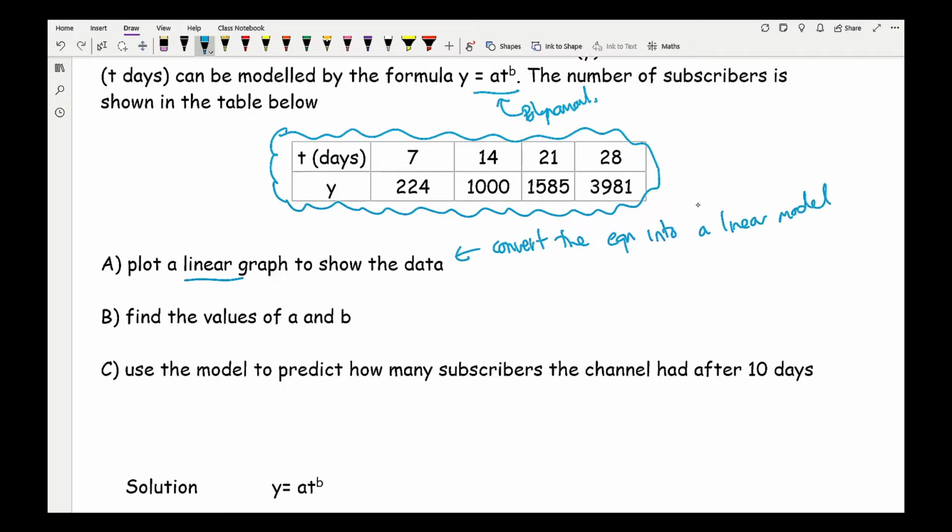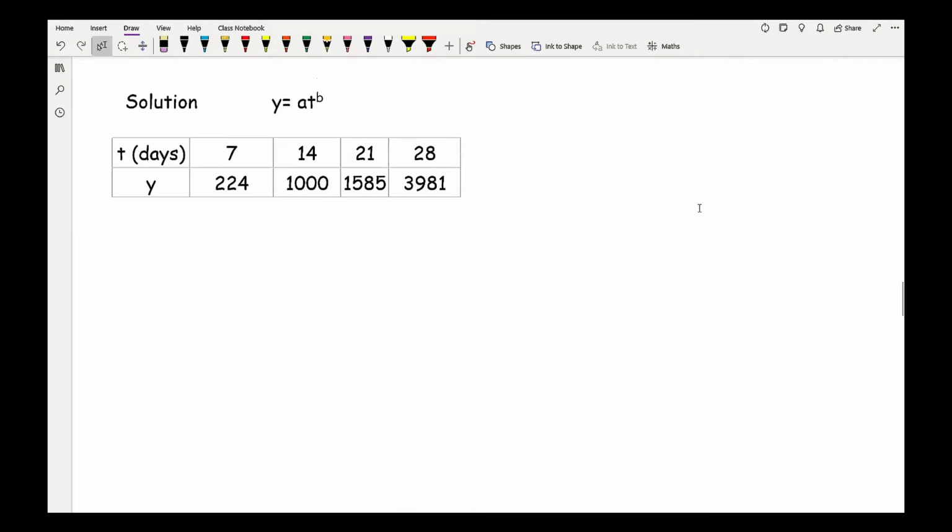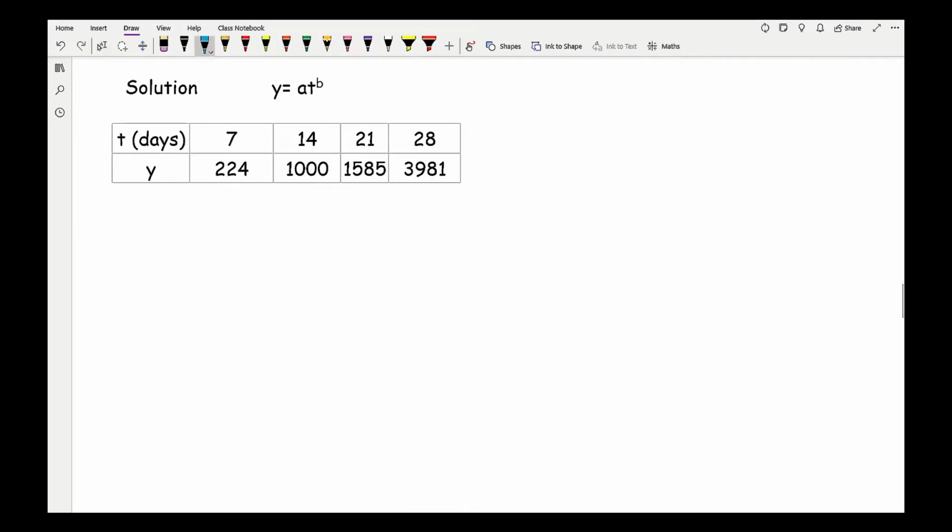And I'm then going to need to convert the table values into the linear variables. And then from this, what I need to do is plot this data. So they're the three main steps of what I'm going to do to answer part A. So going back to this, I've got the equation and I've got my values in this table. Working with the equation first.